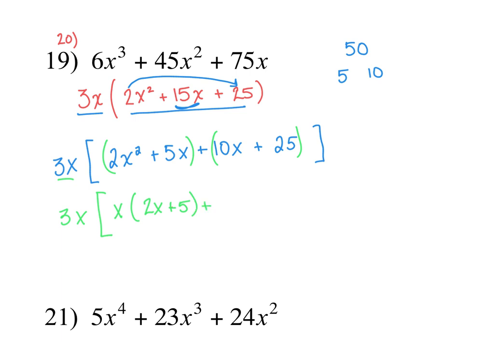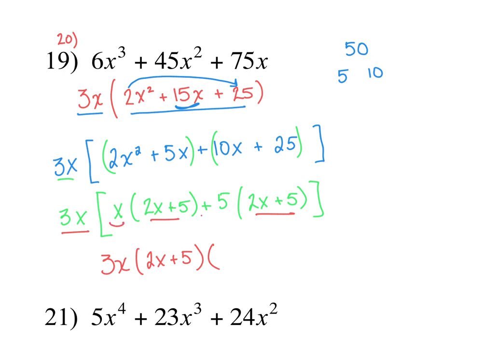Don't forget that plus sign. I'm going to look at the 10 and the 25. What do those have in common? And then I have 2x plus 5. And then to get to my final answer, you're going to list that 3x. Don't forget that. You're going to list the group that they have in common. And your final group will be what is left over.